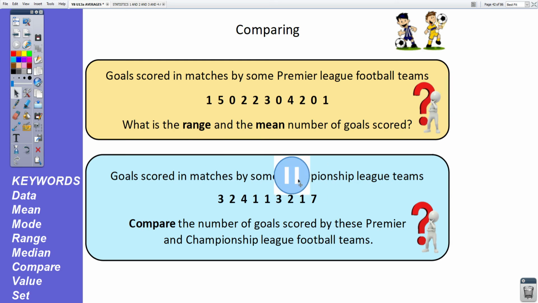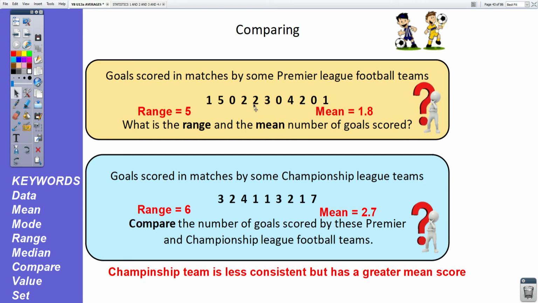So pause the video, answer the questions, and then unpause the video when you are ready to mark your answers. Okay, let's see.